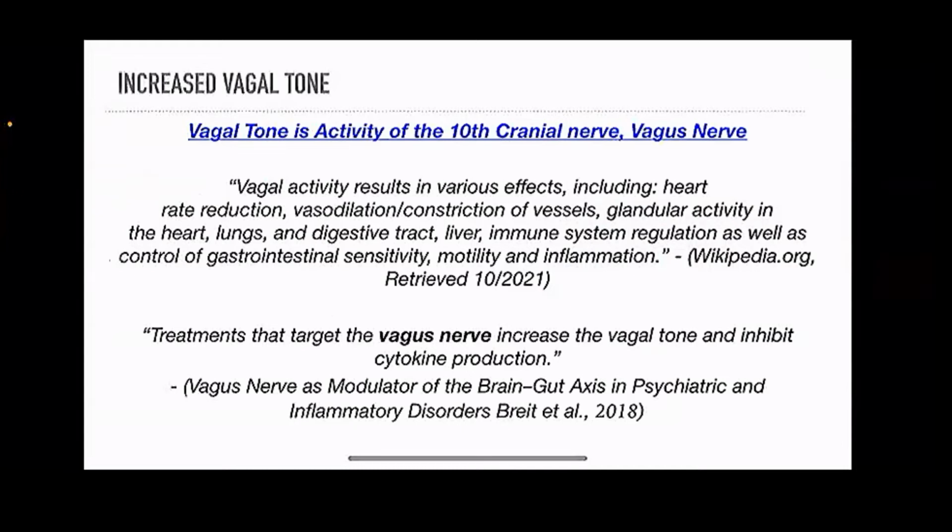What is vagal tone? Vagal tone is quite simply the activity of the 10th cranial nerve, otherwise referred to as the vagus nerve. According to wikipedia.org, vagal activity results in various effects, including heart rate reduction, vasodilation and constriction of vessels, glandular activity in the heart, lungs, and digestive tract, liver, immune system regulation, as well as control of gastrointestinal sensitivity, motility, and inflammation. Now, treatments that target the vagus nerve increase the vagal tone and inhibit cytokine production.